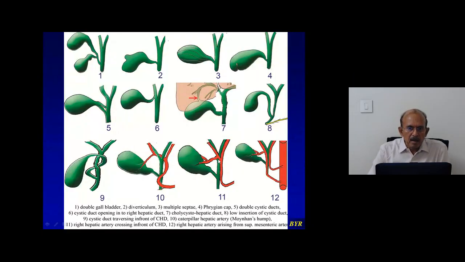Sometimes the right hepatic artery branch may cross in front of the hepatic duct. Normally it should go behind, but sometimes it comes in front. And sometimes the right and left branches are separate from the beginning. The left hepatic artery arises from the celiac axis, from the aorta here. The right hepatic artery arises from the superior mesenteric artery below and goes as a separate vessel. So these two vessels are separate. So these three anomalies can be there.